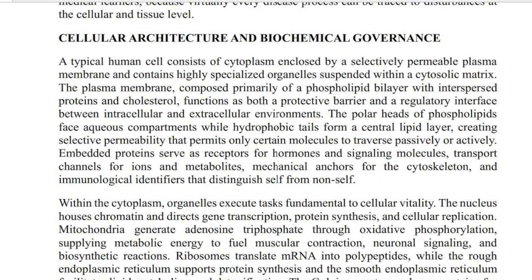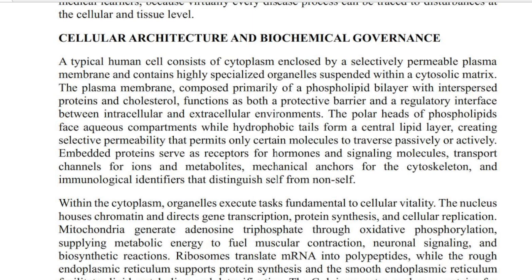A typical human cell consists of cytoplasm enclosed by a selectively permeable plasma membrane and contains highly specialized organelles suspended within a cytosolic matrix. The plasma membrane, composed primarily of a phospholipid bilayer with interspersed proteins and cholesterol, functions as both a protective barrier and a regulatory interface between intracellular and extracellular environments. The polar heads of phospholipids face aqueous compartments while hydrophobic tails form a central lipid layer, creating selective permeability that permits only certain molecules to traverse passively or actively.